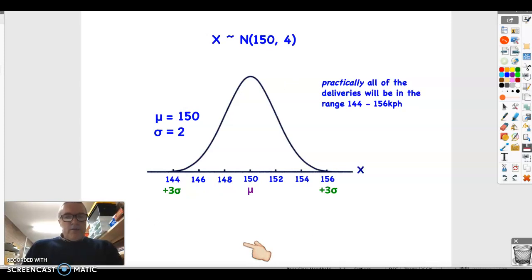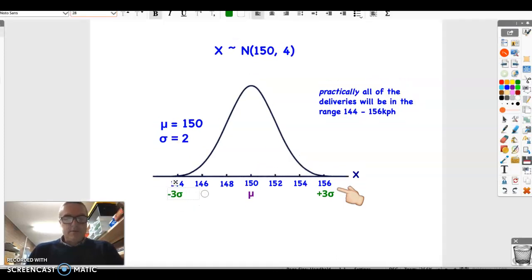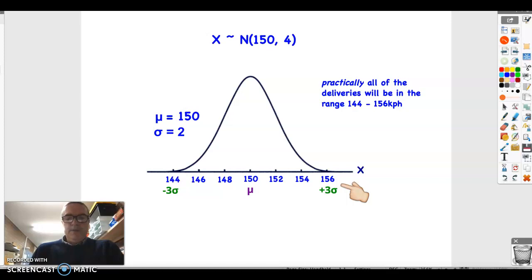I say practically all deliveries will be in that range of 144 to 156. That's something that all normal distributions have in common: 3 standard deviations either side of the mean. Minus 3 standard deviations, positive 3 standard deviations. There is a small, minimal chance that a delivery could be lower than 144 or higher than 156, but that probability is extremely low.